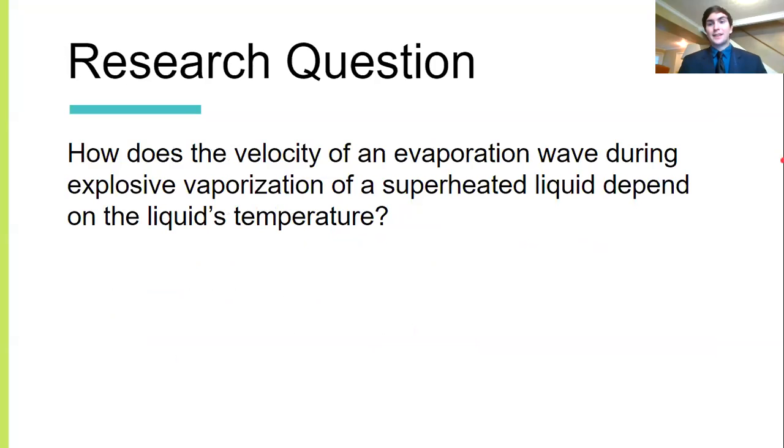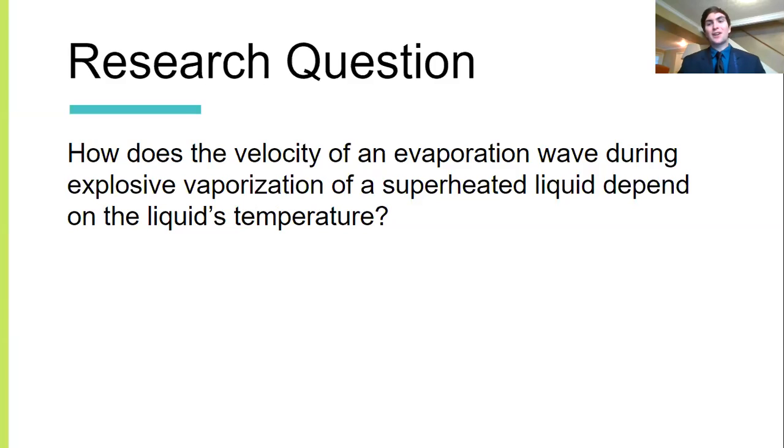Because of that, I want to learn more about superheated liquids and explosive vaporization to help combat nuclear meltdowns from occurring. In order to find a solution, the first thing that needs to be done is find out more information about superheated liquids and their properties. The property I decided to focus on is velocity based on temperature. More specifically, my research question is: how does the velocity of an evaporation wave during explosive vaporization of a superheated liquid depend on the liquid's temperature?